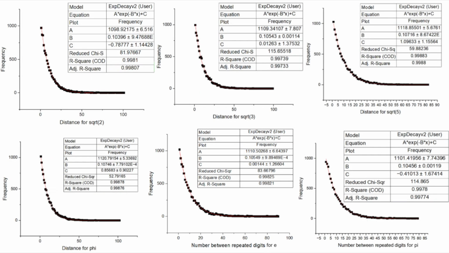Here are all the results for select transcendental numbers. On the top row, we see the square roots of 2, 3, and 5. On the bottom row, we see phi, aka the golden ratio, e, and pi. They all follow very similar exponential decreases. This image is a bit cluttered, so let's make things a bit easier to interpret.